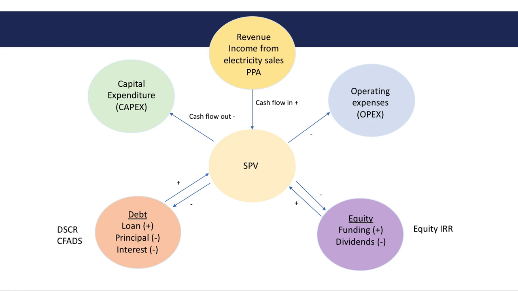During this course, we will explore some metrics that lenders will use to scrutinise the project. And we're going to look at two in particular, albeit there are more. We're going to look at the debt service cover ratio and the cash flow available for debt service. So debt service cover ratio, cash flow available for debt service, CFADS.